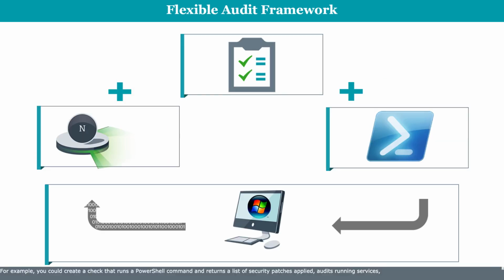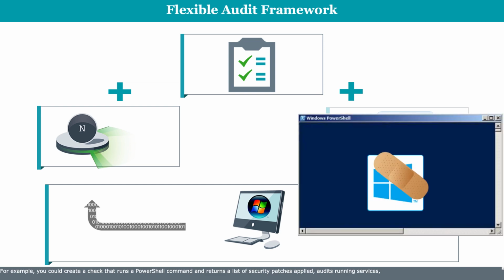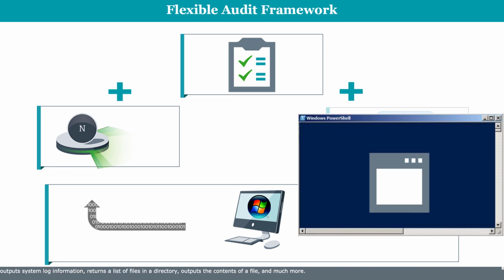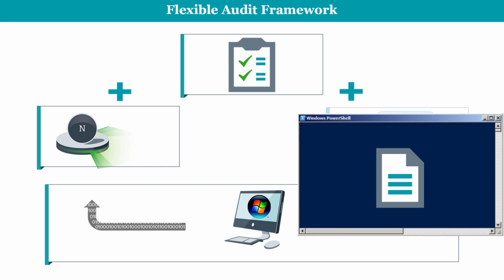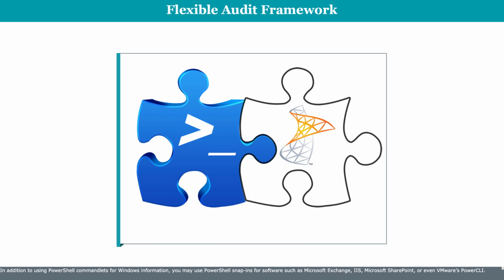For example, you could create a check that runs a PowerShell command and returns a list of security patches applied, audits running services, outputs system log information, returns a list of files in a directory, outputs the contents of a file, and much more. In addition to using PowerShell commandlets for Windows information, you may use PowerShell snap-ins for software such as Microsoft Exchange, IIS, Microsoft SharePoint, or even VMware's PowerCLI.